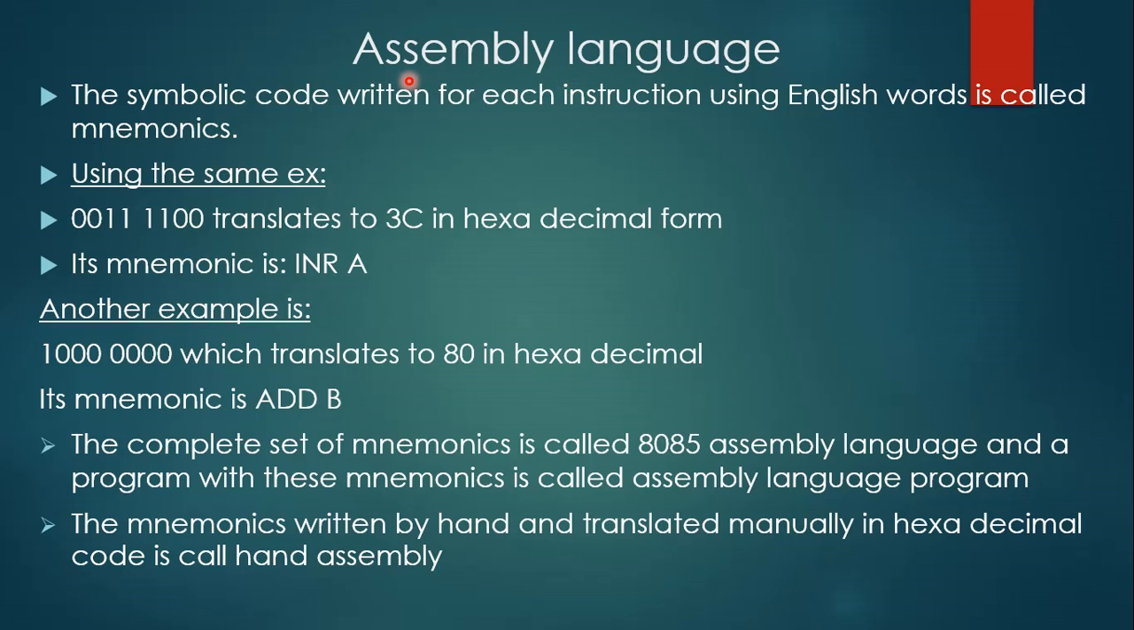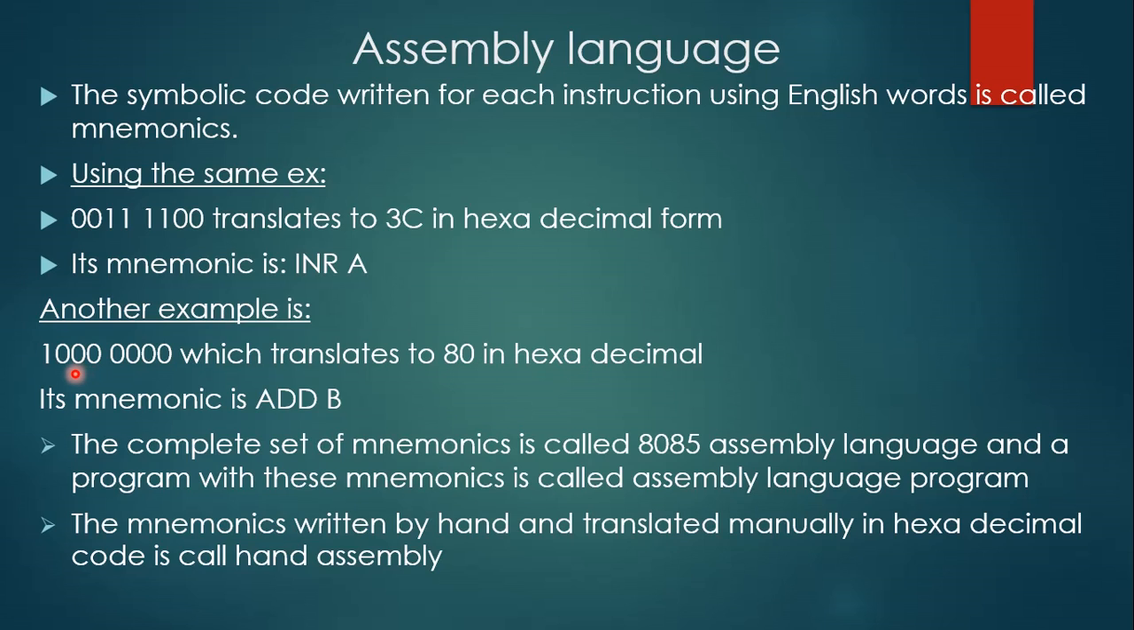Assembly level language. The symbolic code written for each instruction using English words is called mnemonics. Here we have some examples. INR space A. INR stands for increment. A is the accumulator register. Incrementing register A by 1. Its corresponding instruction set of hexadecimal is 3C. Another example is ADD B. Adding B register to the accumulator A. Its corresponding instruction set of hexadecimal code is 80.